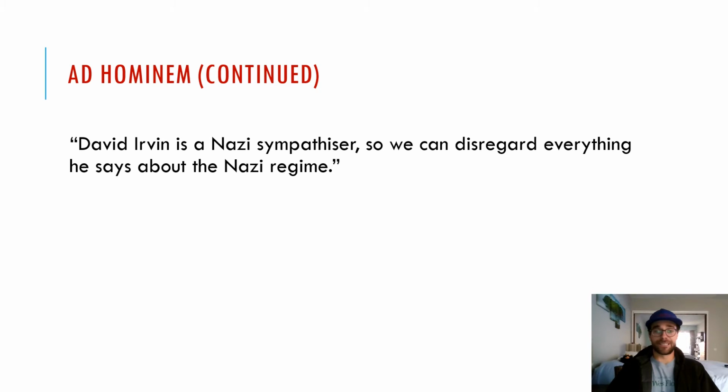Here is another instance of perhaps an ad hominem circumstantial fallacy. David Irvin is a Nazi sympathizer, so we can disregard everything he says about the Nazi regime. So given this person's political or social sympathies, he must be lying about that to which he speaks.